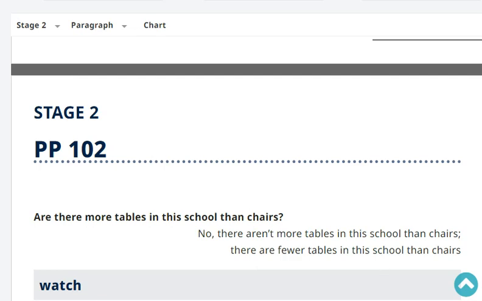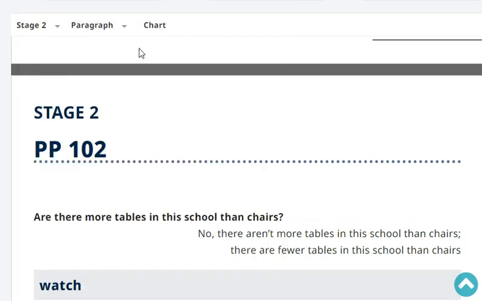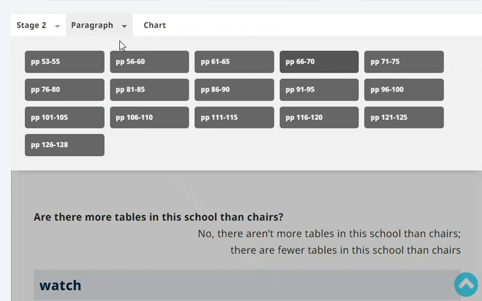Okay, so now let's move on to our reading. Very good. So our reading starts at stage 2, page 66. Last headword was both. Okay, please start at page 67. Headword mean: hello, goodbye, thank you.